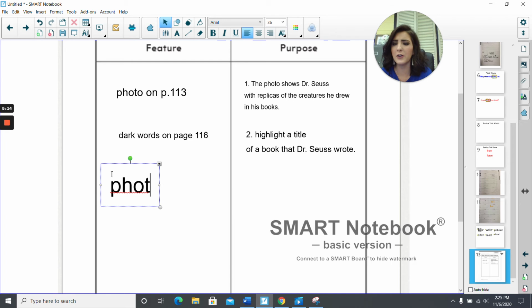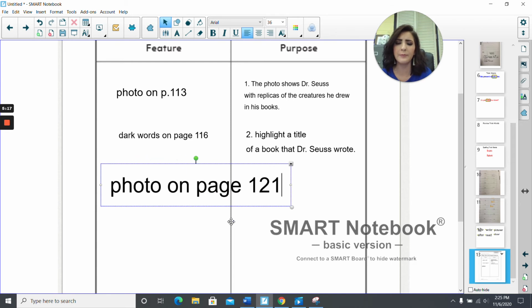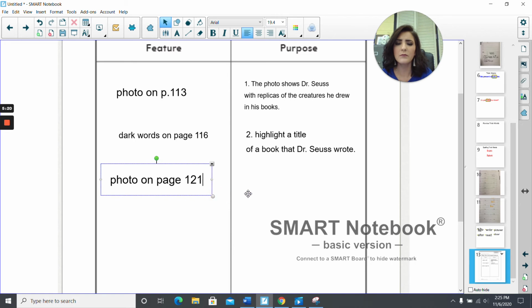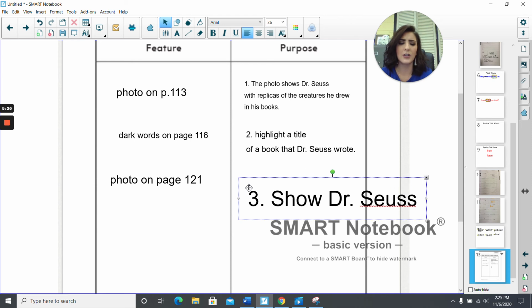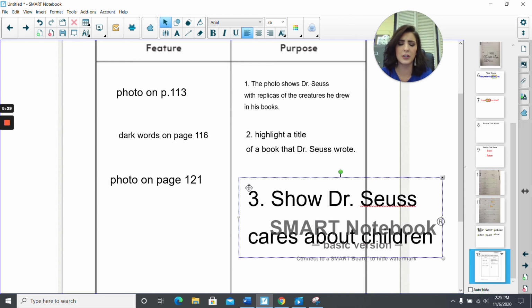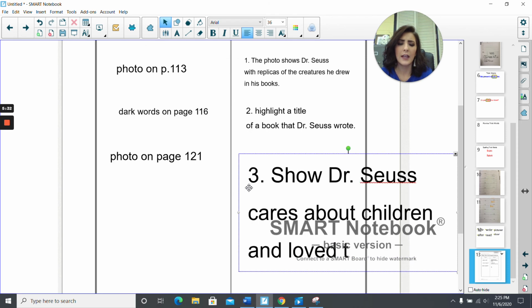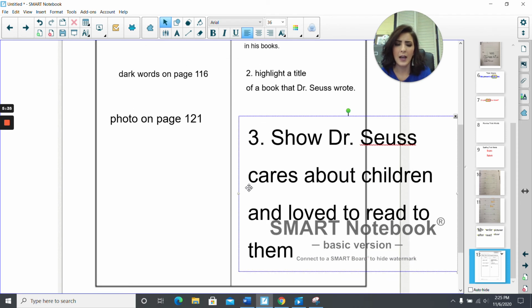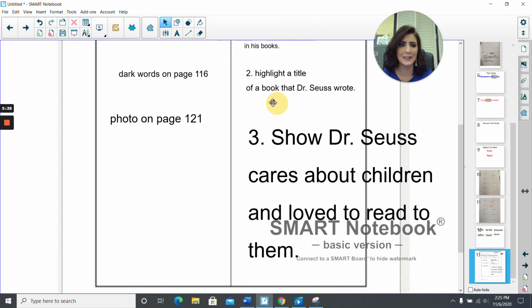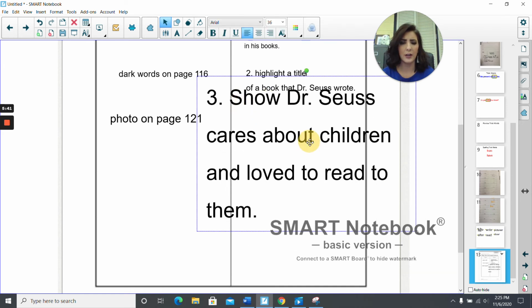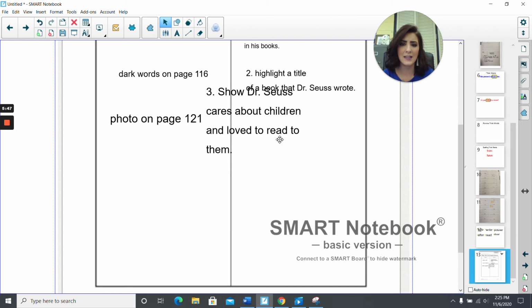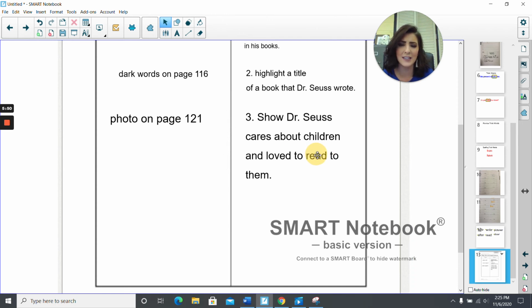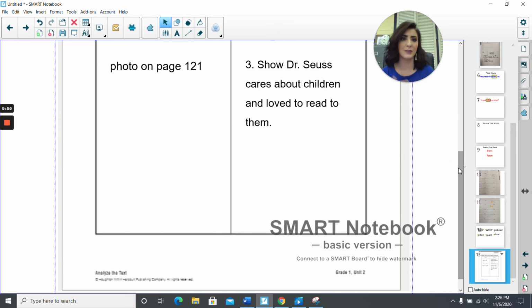So we could say the photo on page 121. And the purpose of that photo is to show that Dr. Seuss cares about children and loved to read to them. I bet he was probably a really good read aloud person too. I bet he read stories really with lots of enthusiasm, and I bet he maybe even used funny voices, because he just kind of had those goofy ideas in his head about different fun characters, and he was very creative. So I bet he was really good at reading aloud to people.